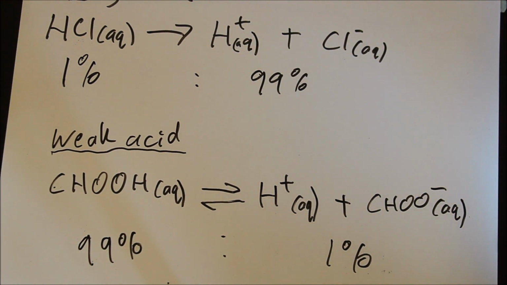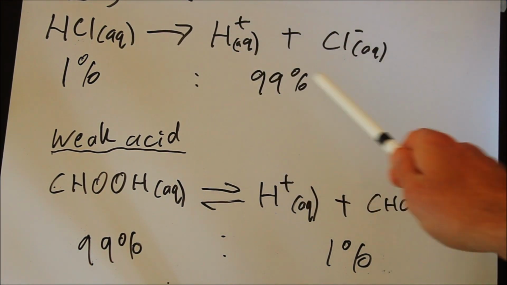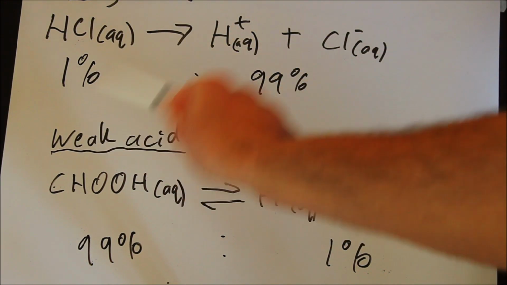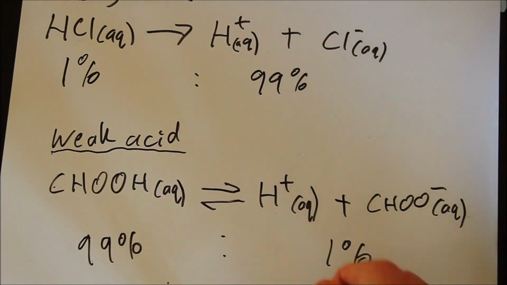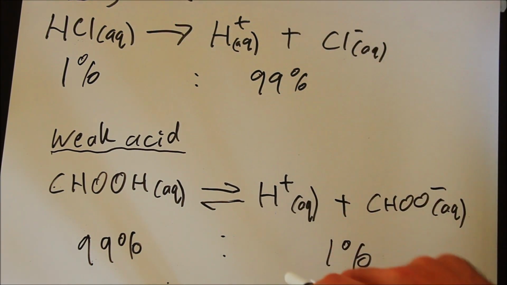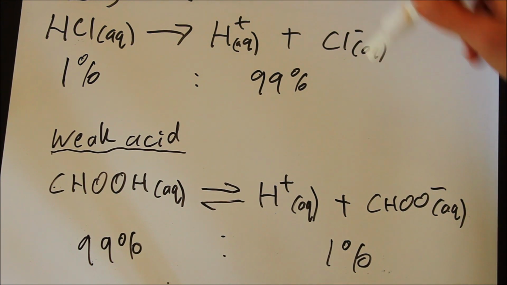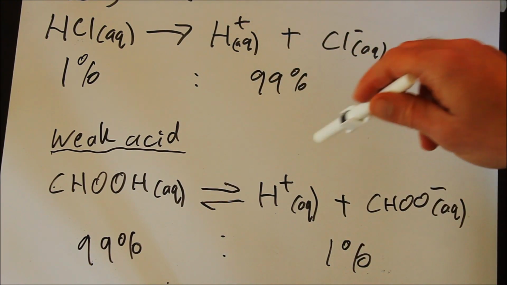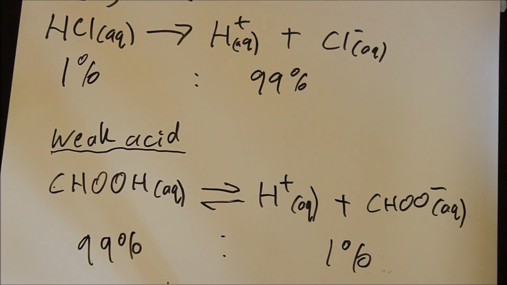So we end up with a strong acid, full or almost full dissociation or ionization. With a weak acid, very little ionization. So that is the difference. This is why we have a difference in pH between our hydrochloric acid and our methanoic acid, because our hydrochloric acid makes a lot of hydrogen ions in the solution. The methanoic acid doesn't make a lot of the hydrogen ions in solution.